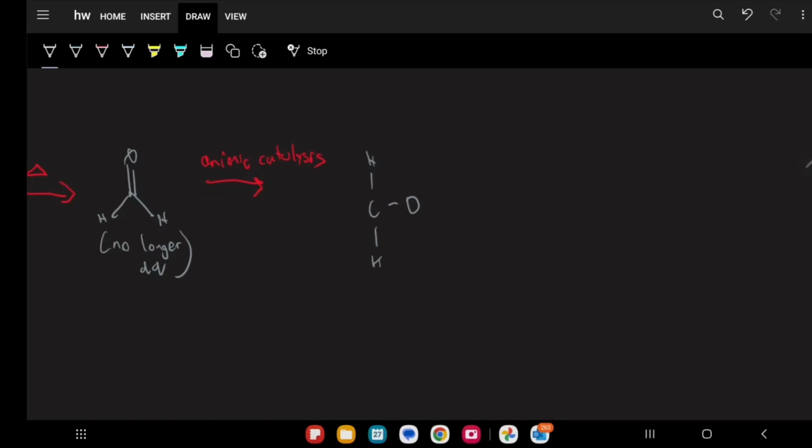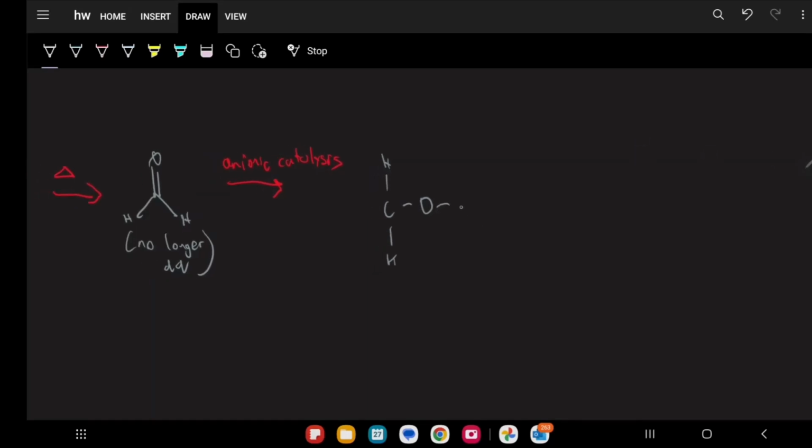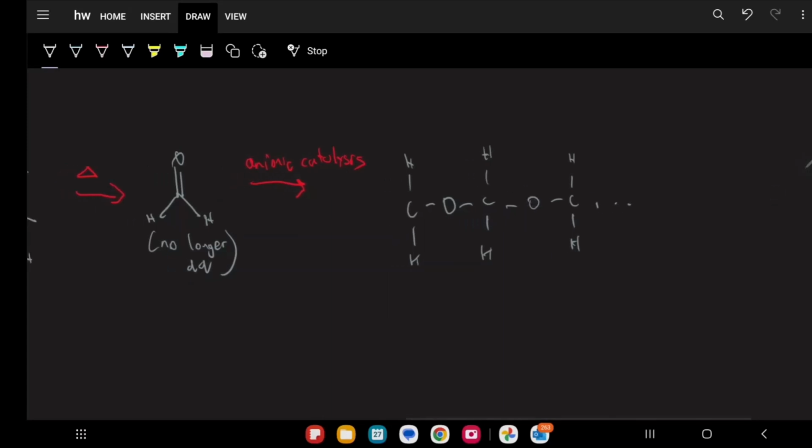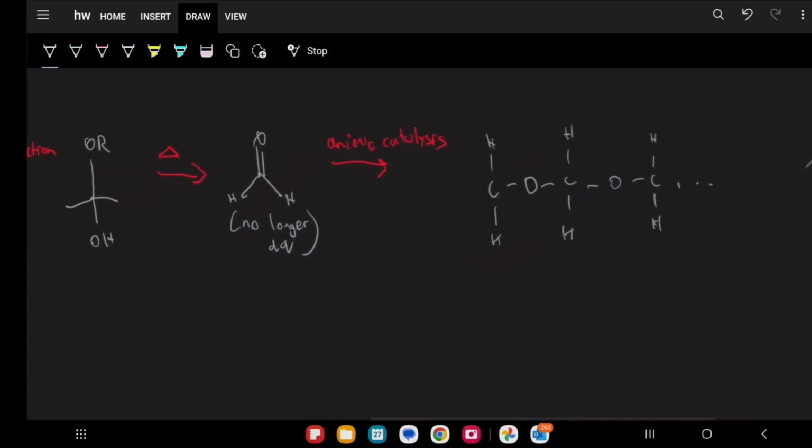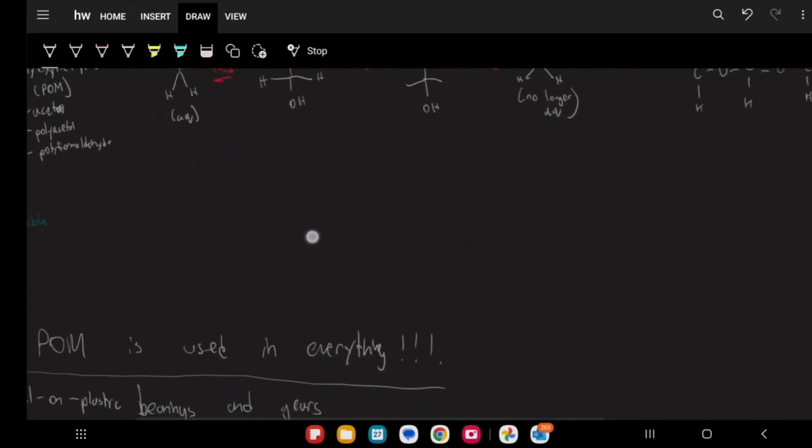And then it is also able to polymerize along with similar subunits, so you achieve this sort of molecule and so on. And this is what POM is. So why is POM important?